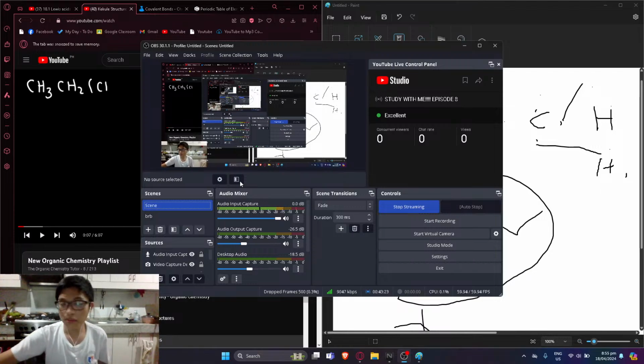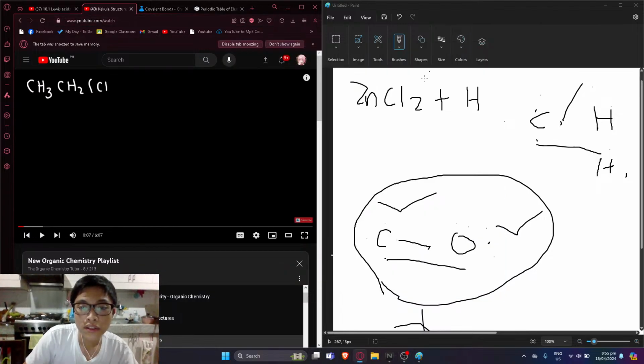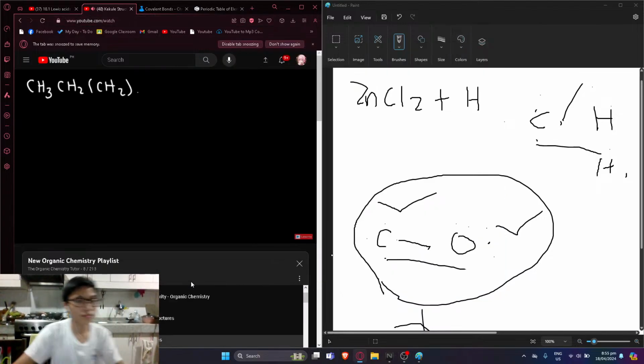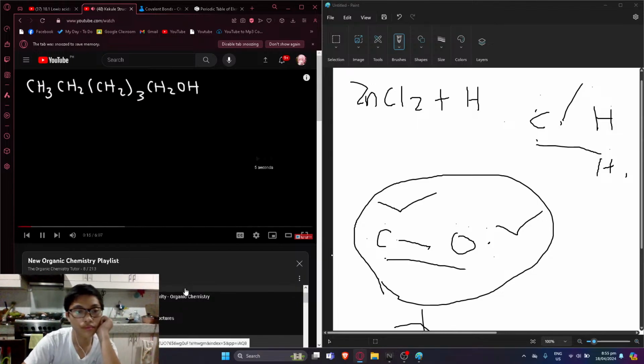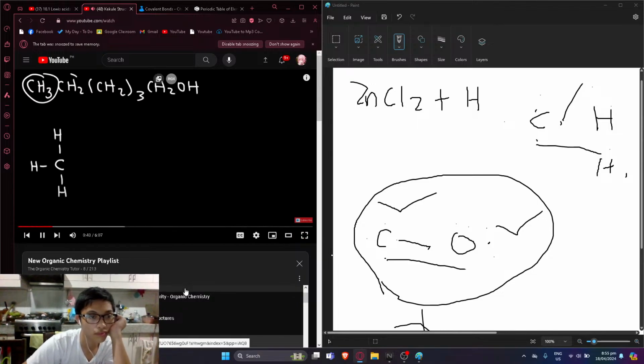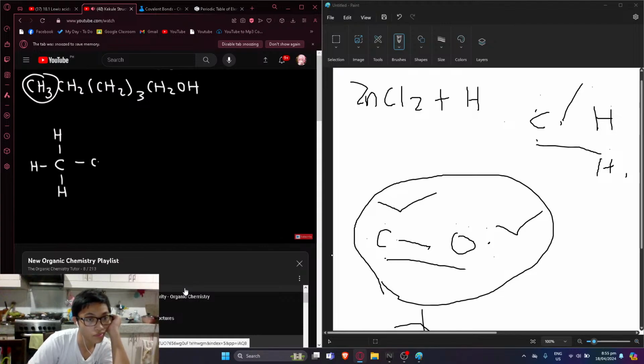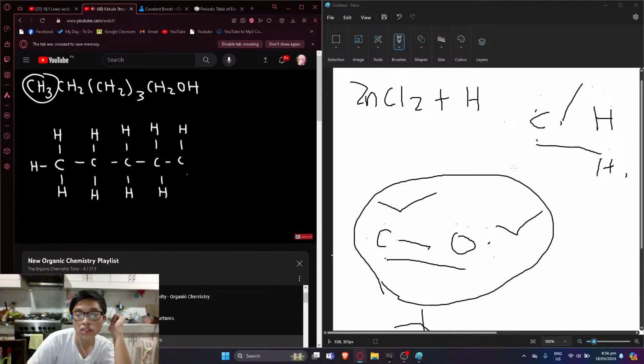Alright, let's continue with our studies. CH2 times 3, CH2 in particular with a lone pair. It's attached to a CH2 group. So we have a carbon with 2 hydrogens, and then we have 3 CH2 groups. So that's going to be 3 carbons, all connected to each other, each with 2 hydrogen atoms. And then we have another CH2 group with an OH at the end.